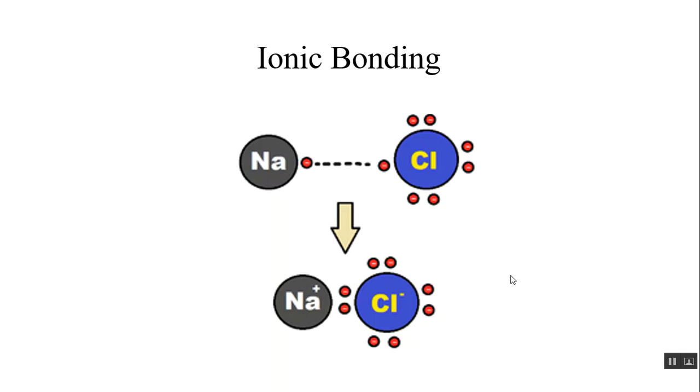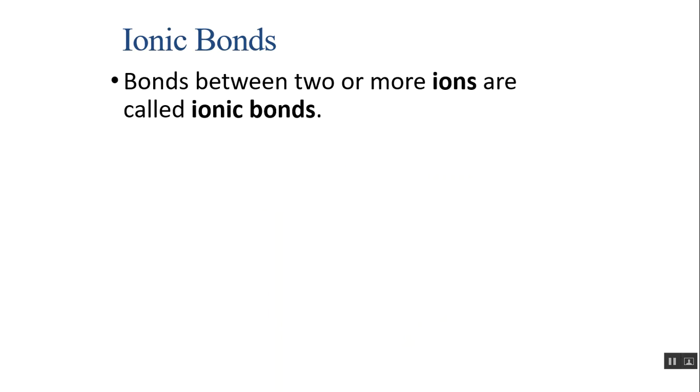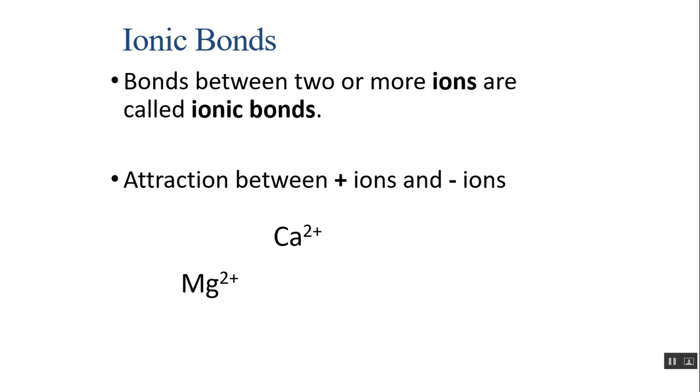Welcome to your quick lesson on ionic bonding. Ionic bonds form between two or more ions. Attractions occur between positive and negative ions.